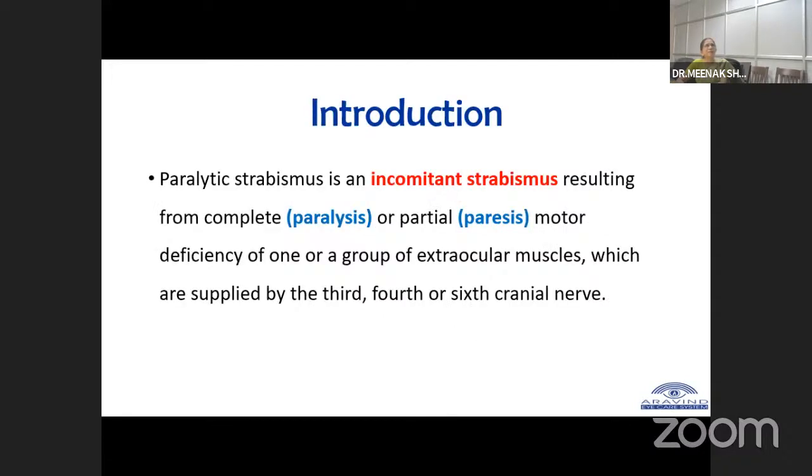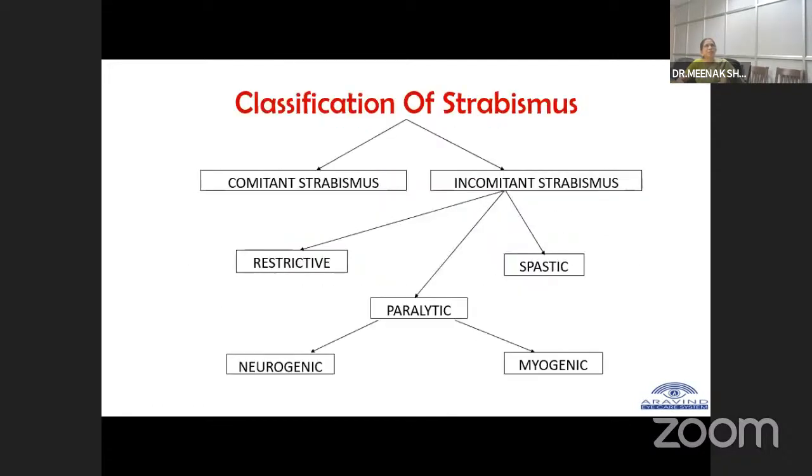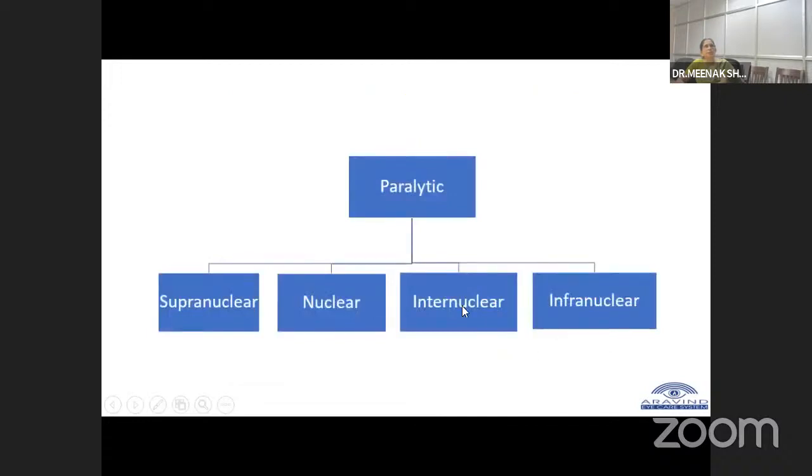It's an incompetent strabismus, which can be partial or total. And incompetent strabismus can be of all these types: restrictive, paralytic, neurogenic, myogenic, or spastic type. And it can be at various levels: supranuclear, nuclear, internuclear, or infranuclear.